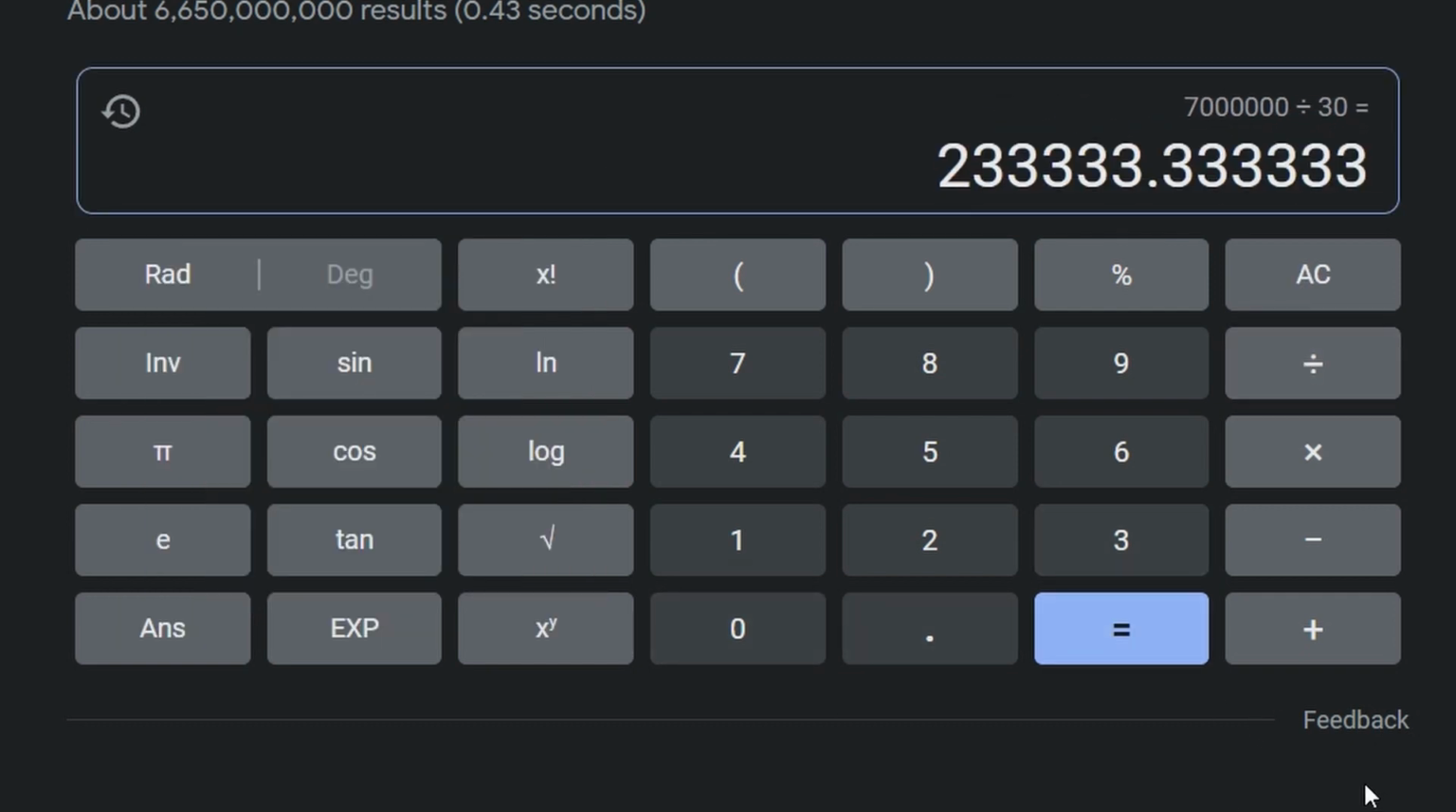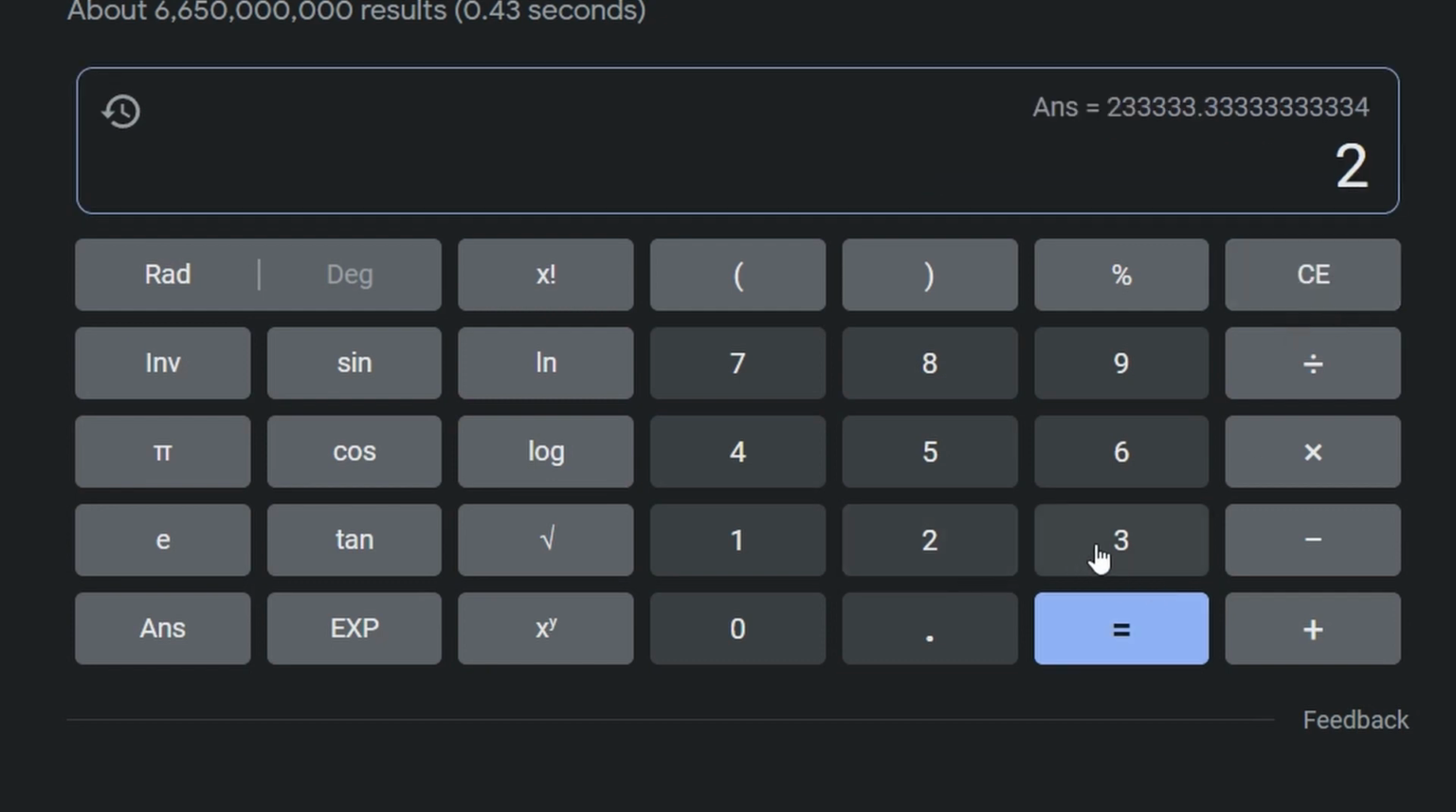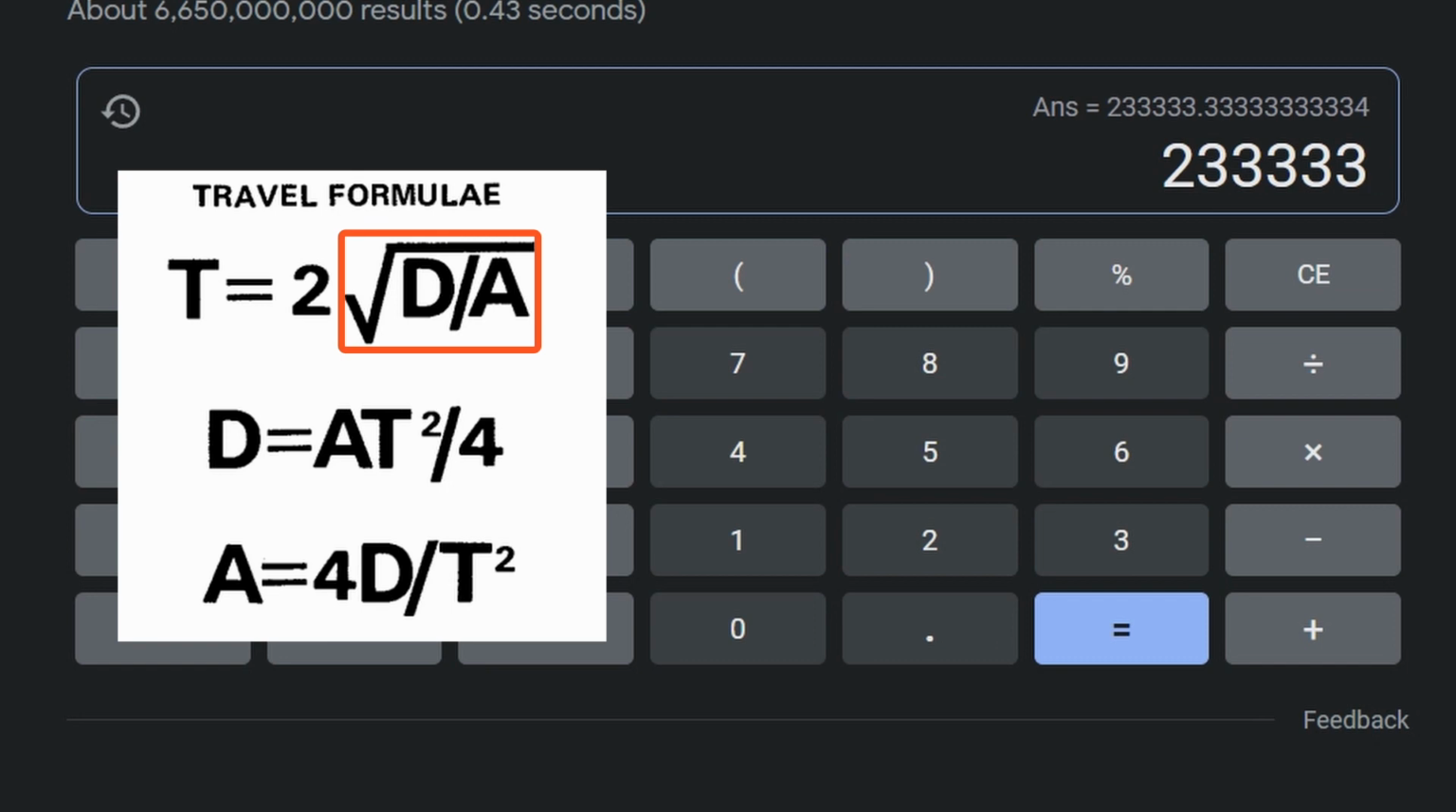And that's going to equal 233,333.33333. And so we're just going to drop the 33333 there. So we're just going to do 233,333. And that needs to be a square root. All right, so I did that wrong already.